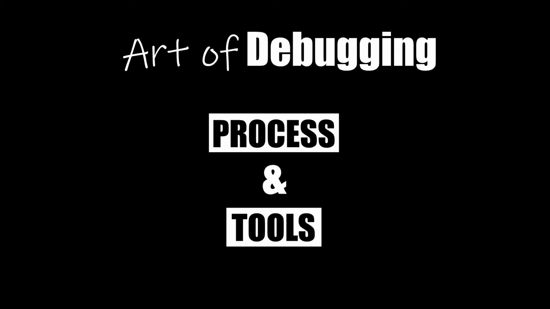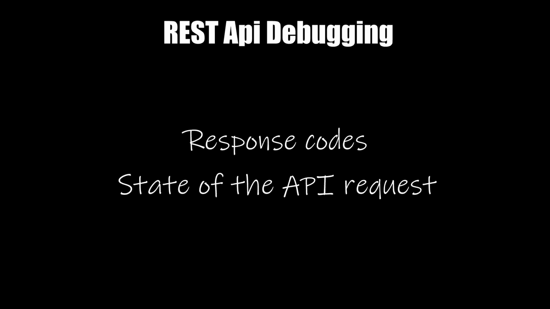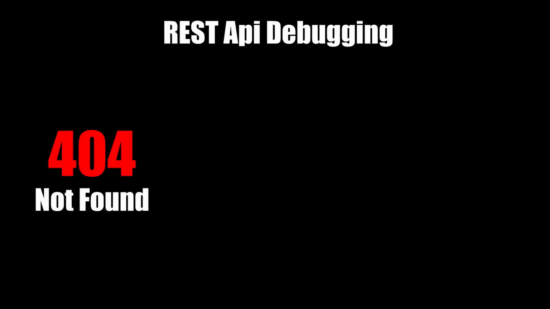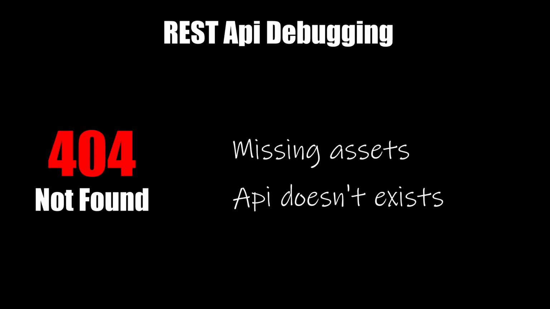So in this video, we will speak about the common process to be followed as a web application developer and the tools we should use to aid debugging. If you are debugging a well-developed REST API and you observe some failure, then you should always check the response code of that specific API. Response code broadly represents the state of the API. If we get a response status of 404, which stands for not found, then it indicates that the API did not find the specific asset you are requesting, or the API itself doesn't exist.